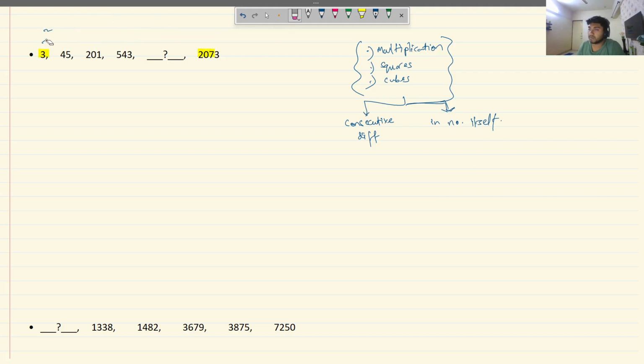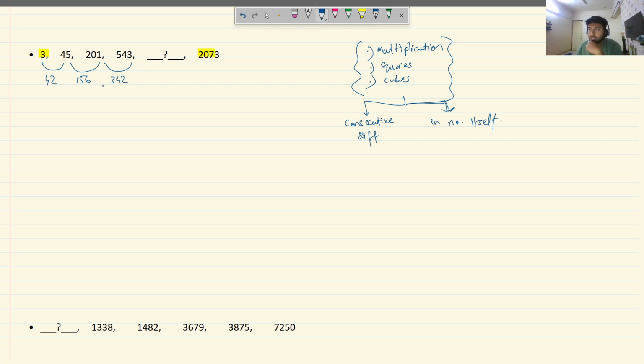Let's find the consecutive difference first, then check how cubes or squares or some sort of multiplication of a big number is involved. So to calculate the consecutive difference, the difference between 45 and 3 is 42. 201 minus 45 is 156. 543 minus 201 is 342, and whatever the number is will follow the same pattern that they are following. What is the pattern that they are following?